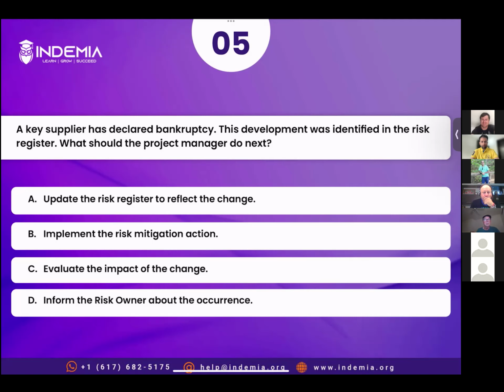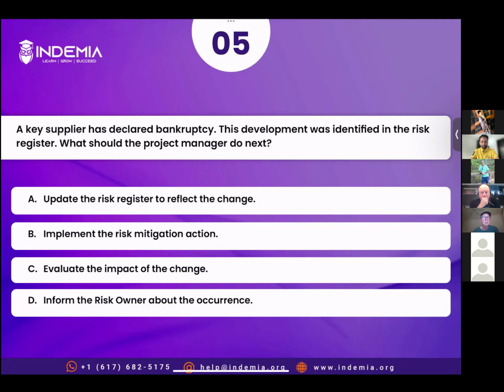All right, Manmeet, you have chosen option B. Oh no, okay, wrong again. To my understanding, the supplier has gone bankrupt, and this was identified in the risk register. To my mind, the risk register has been updated that the supplier has gone bankrupt. So I don't need to update the risk register because I found this information in the risk register. So the next step should be implementing the risk mitigation action. All right, thank you.